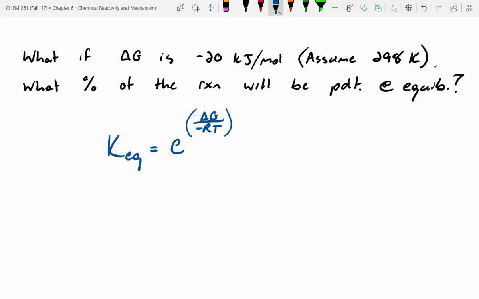Yeah, that's a good question. What does R stand for in these types of equations? The gas constant. Yeah, gas constant. Does anybody remember what that is? 8.314. 8.314 joules per mole Kelvin.